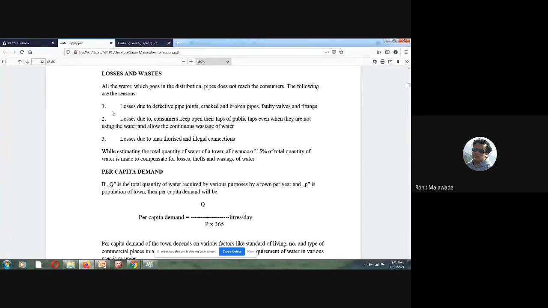Or sometimes some people may keep the tap open and waste the water, and sometimes there is unauthorized or illegal collection. So all of these will be considered under water losses, whether it is water loss due to illegal connection, theft, or faulty valves. All these will be considered as losses.